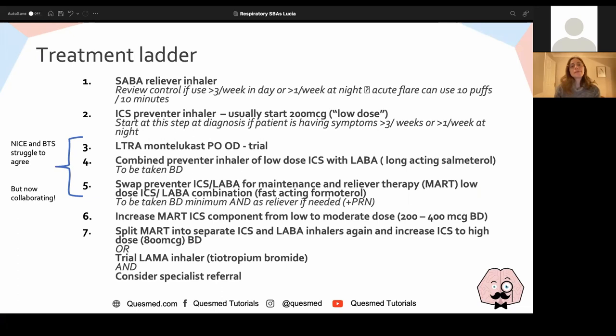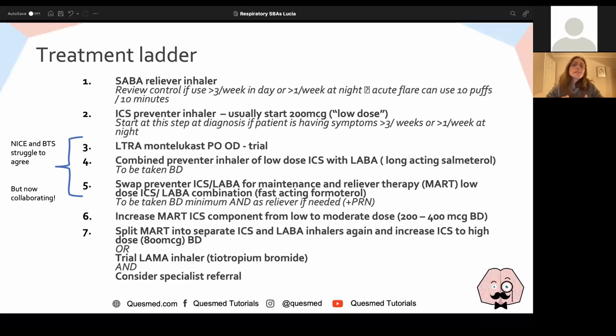I've split it up into 7 points, but bear in mind that points 3, 4, and 5 are the most contentious between NICE and BTS, and they're just in a slightly different order between the two of them. Now, both NICE and BTS will agree that you should always start with a SABA reliever inhaler. That will often be your first line therapy, just a trial.